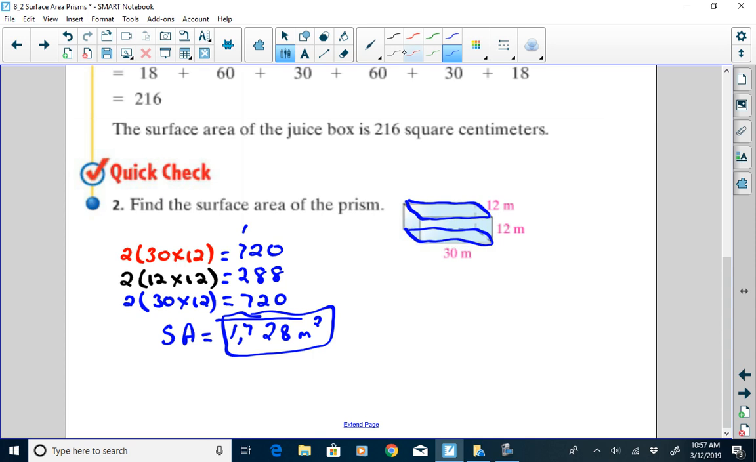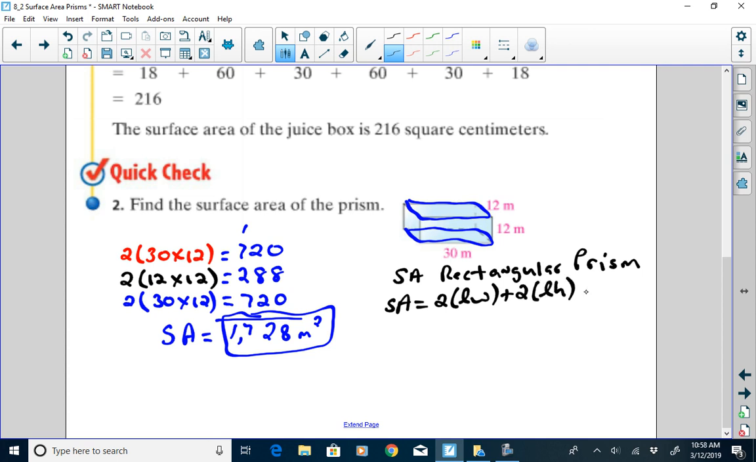Now, there's also a formula that you can use for surface area, and sometimes my students prefer using the formula. The formula looks like this. This is the surface area formula for rectangular prisms only, right? Rectangular prisms. All right, and the formula says that the surface area is equal to 2 times the length times the width plus 2 times the length times the height plus 2 times the width times the height. And that's essentially what we see here in our work.